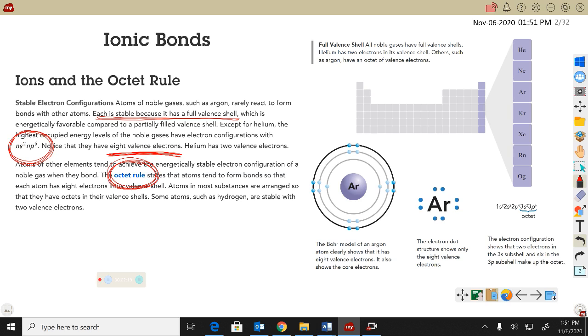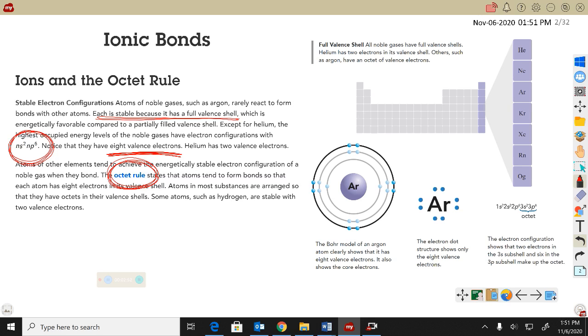Now there is an exception, and that might be little atoms. If you're only trying to fill the first energy level, then we're stable with just 2. So obviously hydrogen and helium are only trying to fill the first energy level with 2 electrons. And even little atoms like lithium and beryllium might be more stable with just a full first energy level, and that would only take 2 electrons just to fill the 1s orbital.